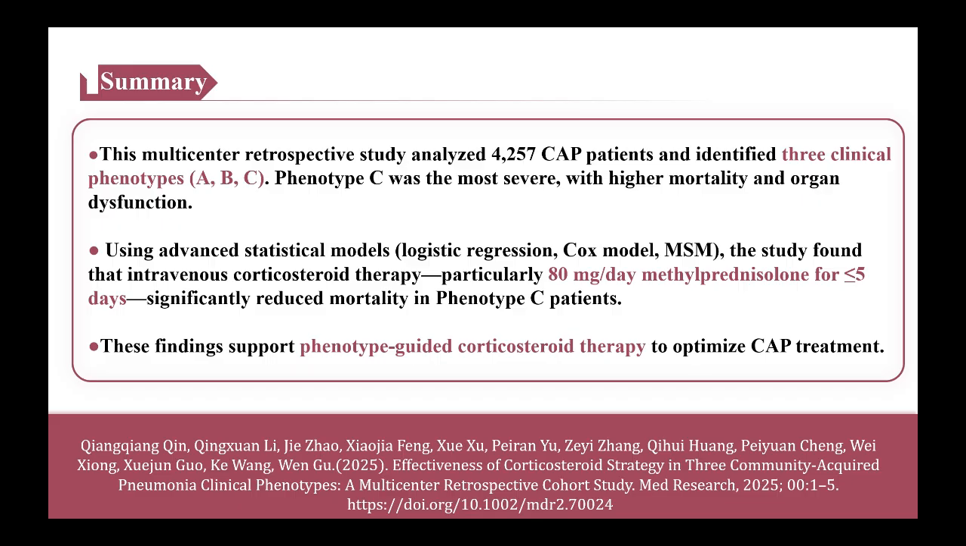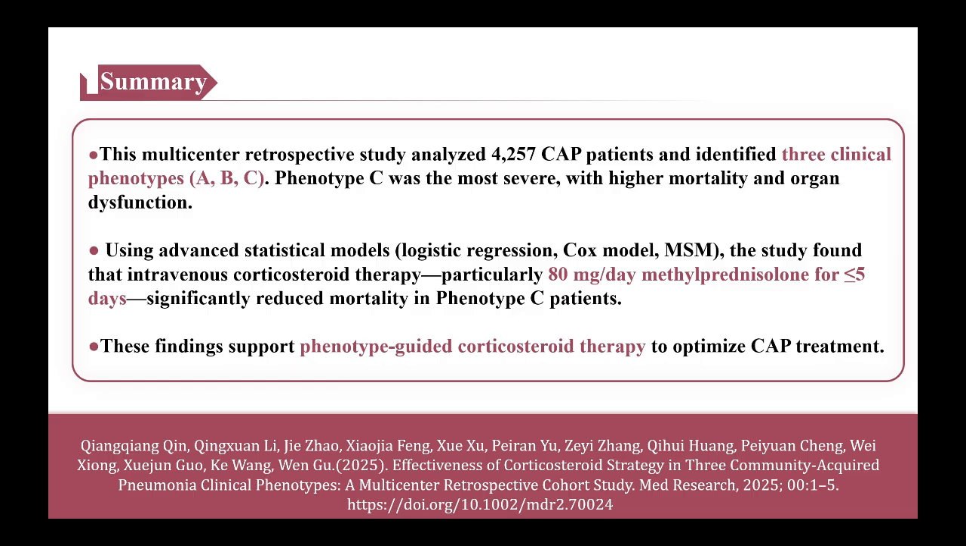In conclusion, our study makes key contributions to the management of community-acquired pneumonia. This multicenter retrospective study analyzed 4,257 CAP patients and identified 3 clinical phenotypes: A, B, C. Phenotype C was the most severe, with higher mortality and organ dysfunction.